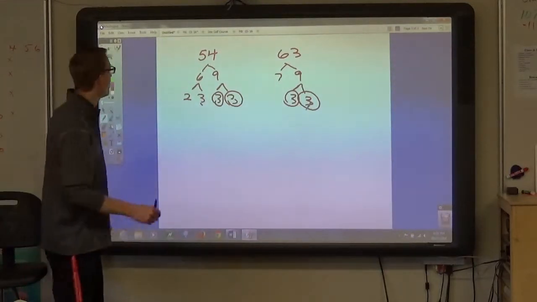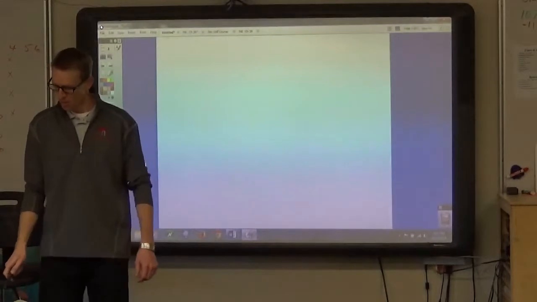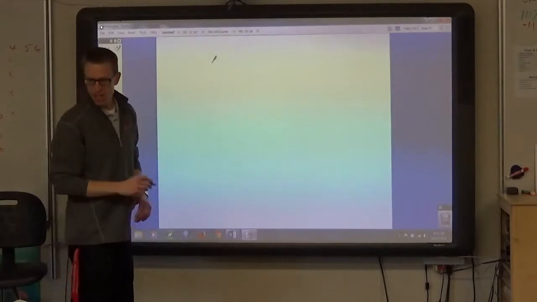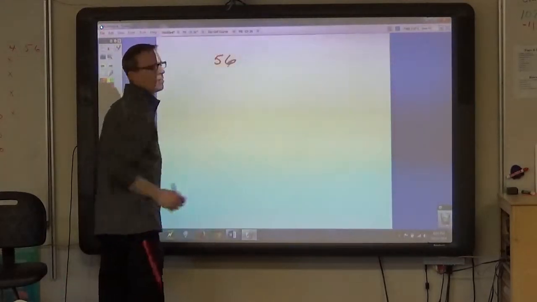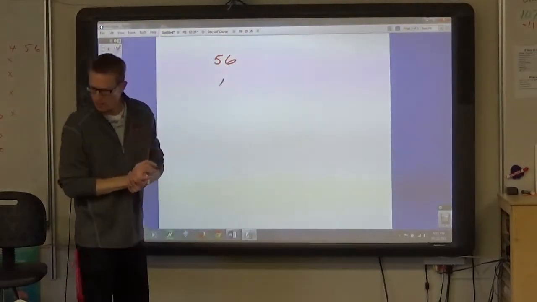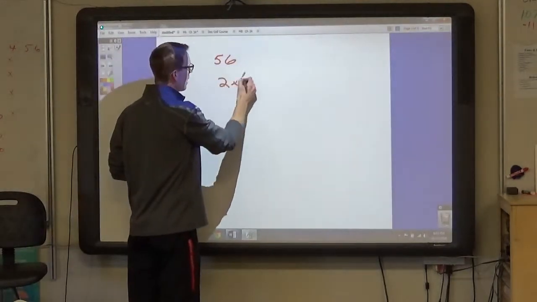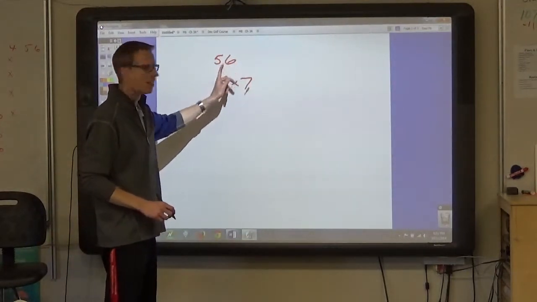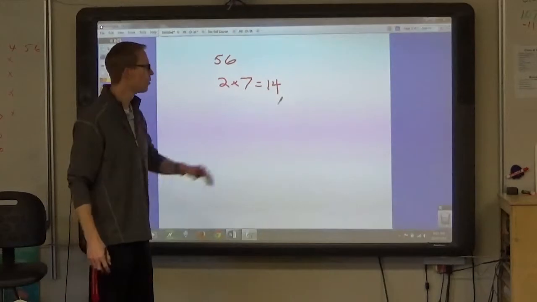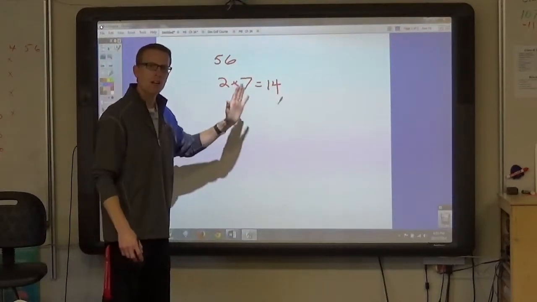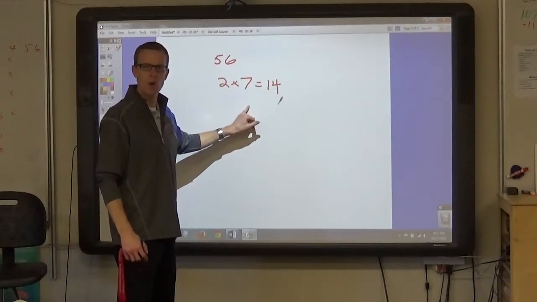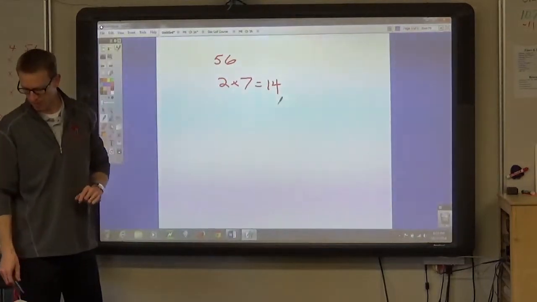Now, when you're finding the prime factorization of a number, make sure that when you're multiplying, the answer will equal the number that you're given. So, can 2 times 7 be the prime factorization of this number? No, because it doesn't equal 56. It equals 14. Whatever you choose, it has to equal this number, and it has to be all prime numbers. You can only use prime numbers in the prime factorization.